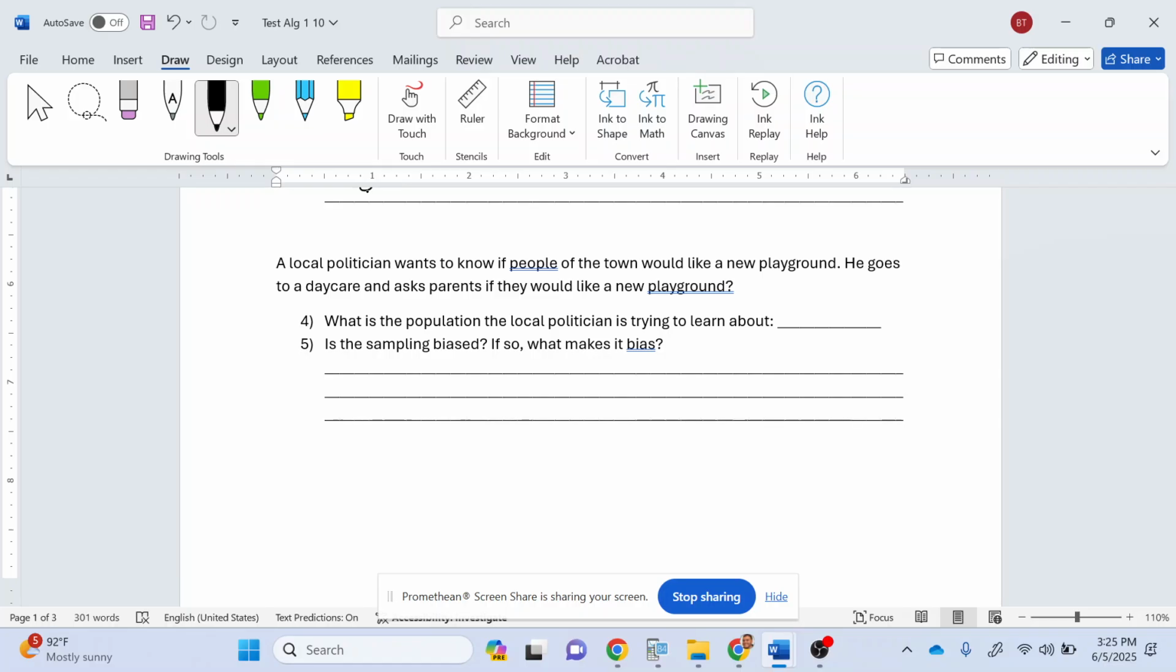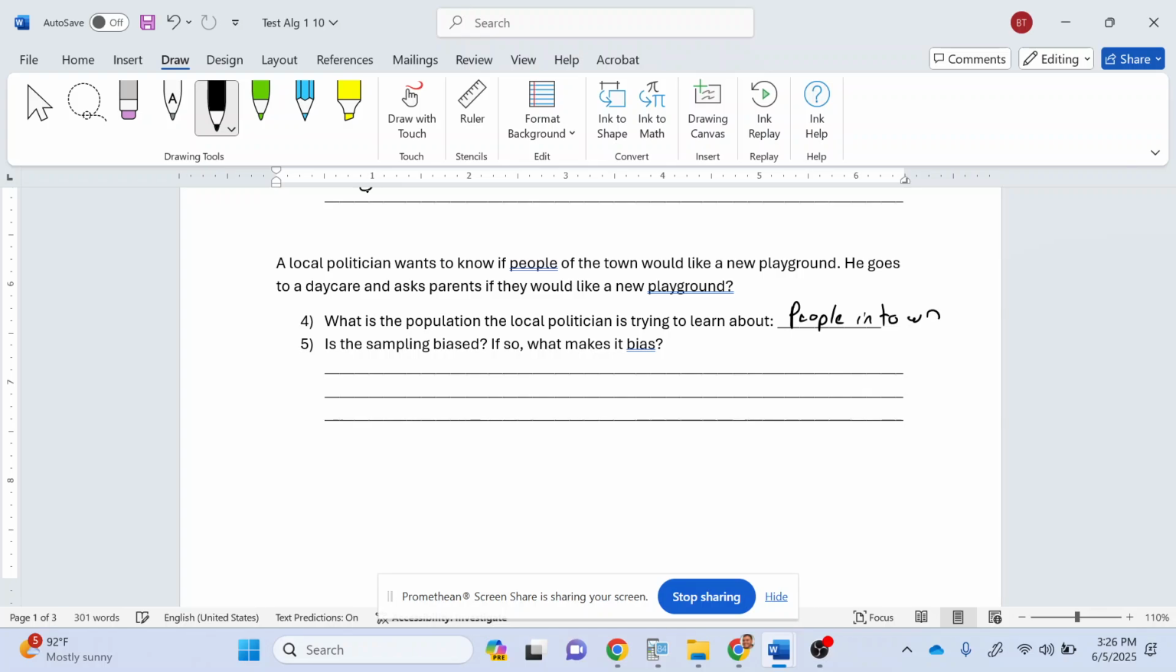A local politician wants to know if the town wants a new playground. So what's the population the local politician is trying to learn about? Yes, you could say the town, the townspeople. The word for the people is his constituents. Again, I don't care how you say it, but he's not trying to learn about all of America. So whatever, people in town.